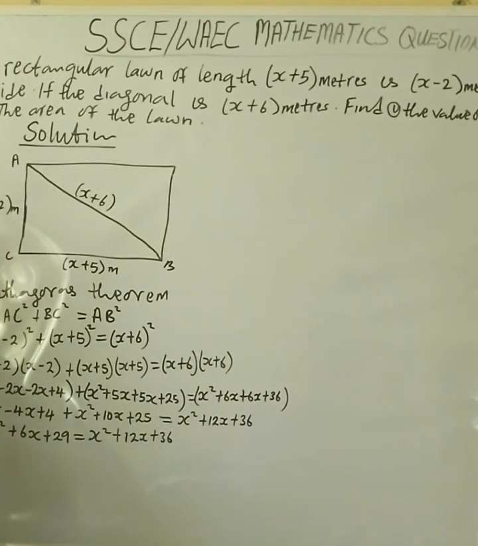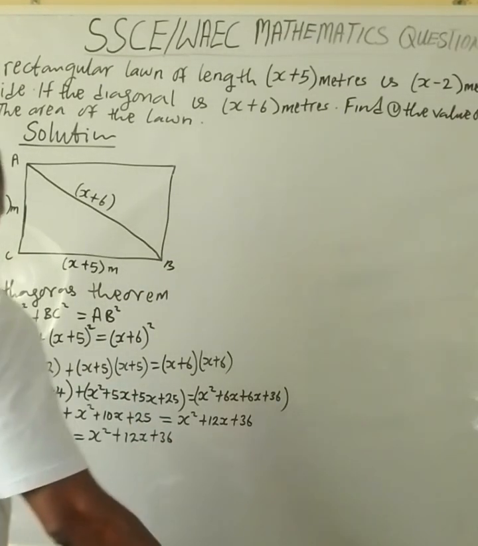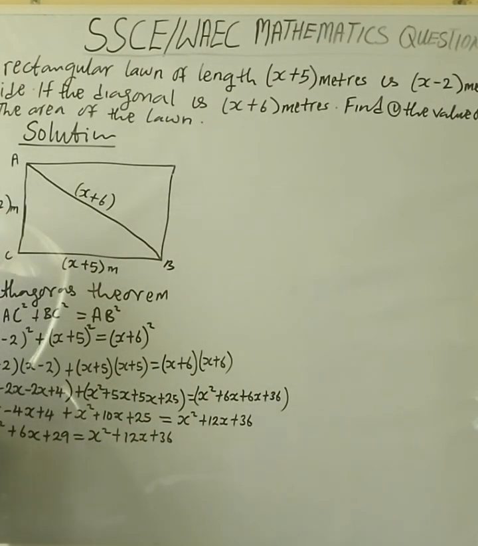So we now combine them. We bring everything from the right hand side to the left hand side. So now let's look at it. 2x squared minus x squared will give us x squared.